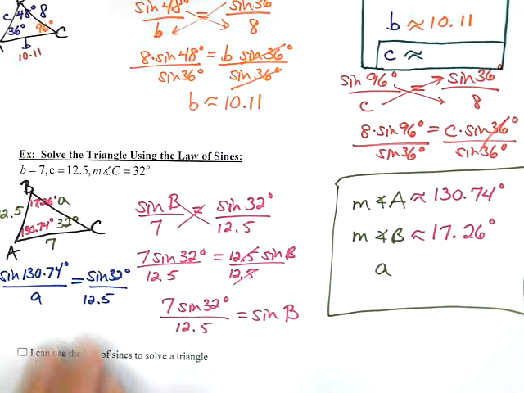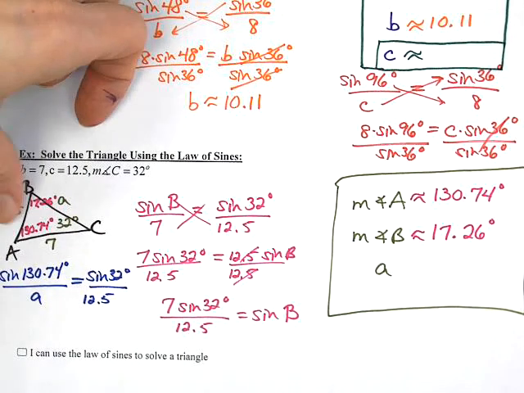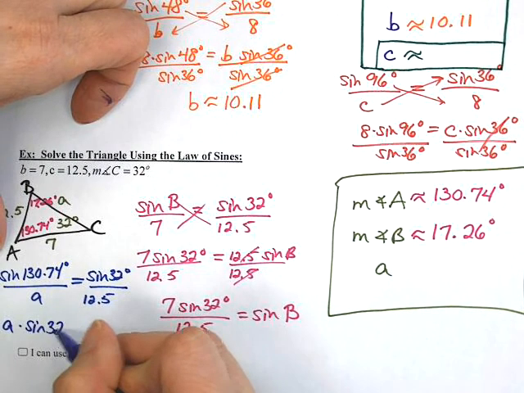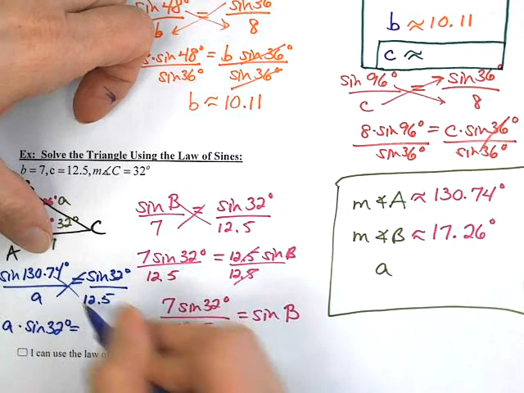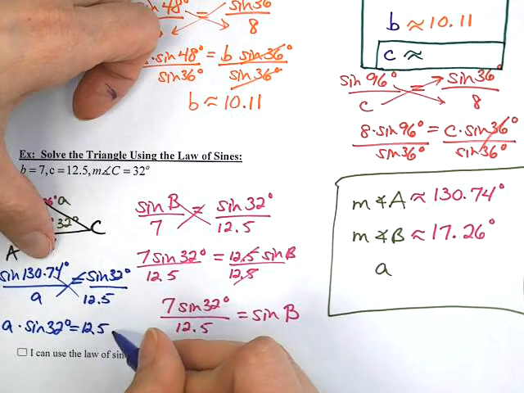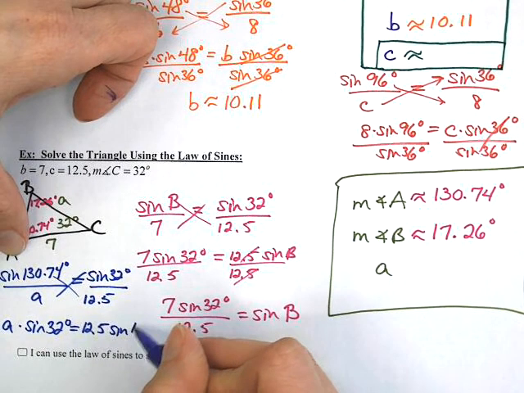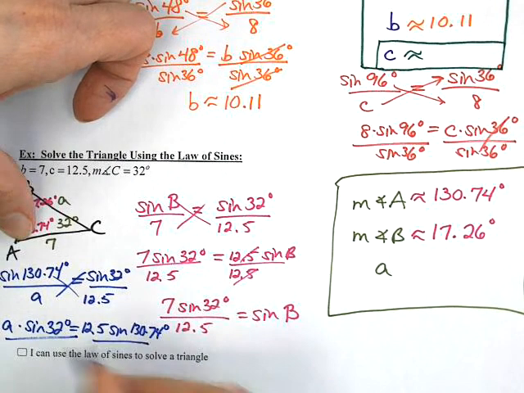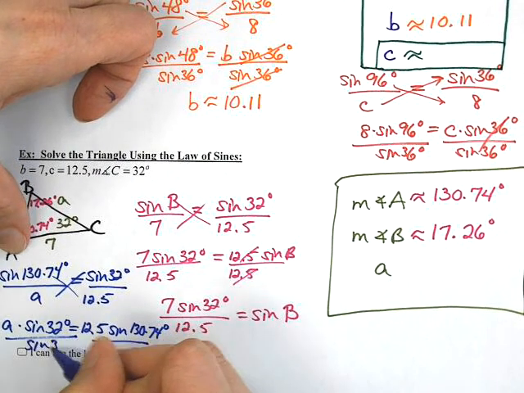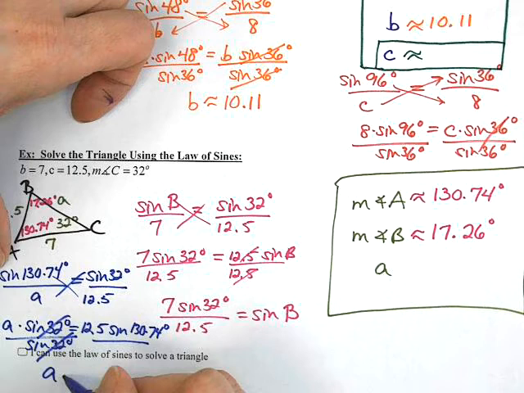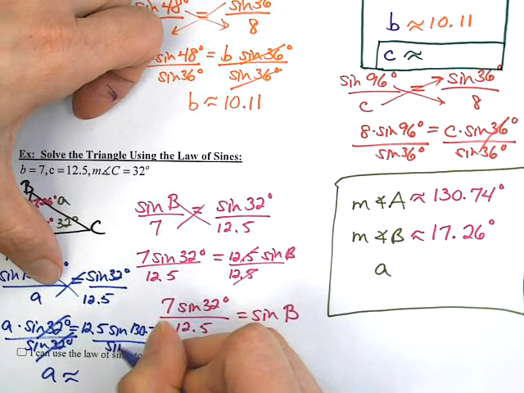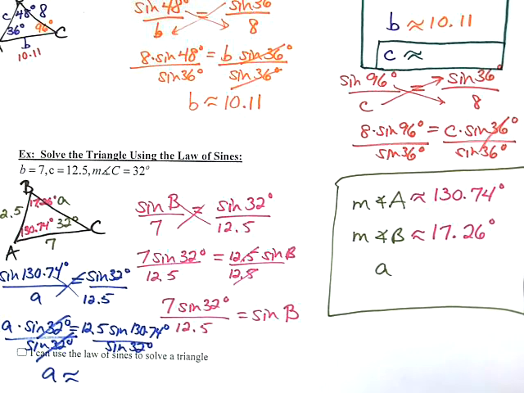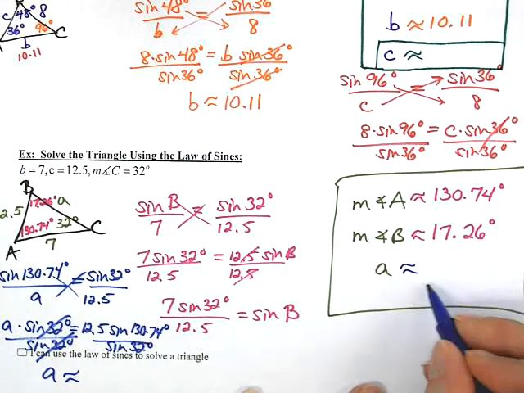Once you make your proportion, we're just going to cross multiply. A times the sine of 32 is equal to 12.5 times the sine of 130.74. Divide both sides by sine of 32 degrees. So we can get a sine of 32 degrees. You know what I'm in the mood for? A nice answer right here in the box.